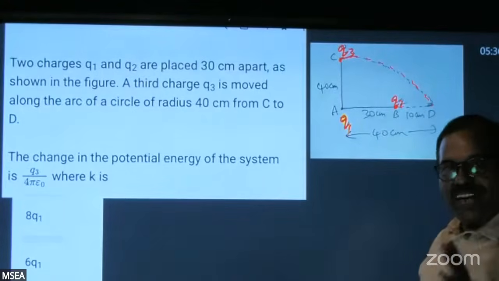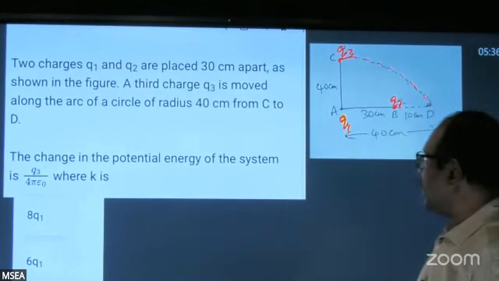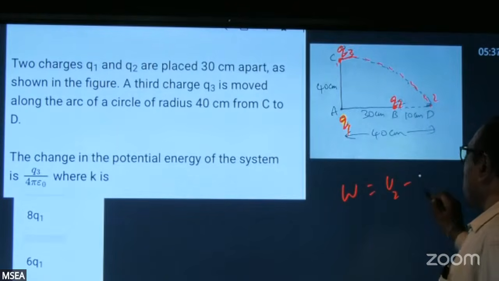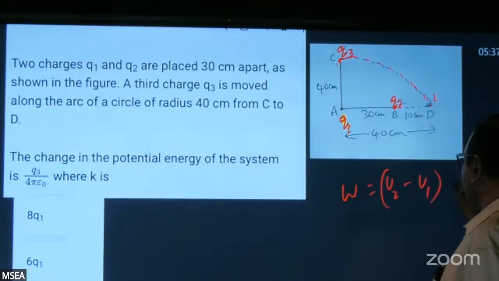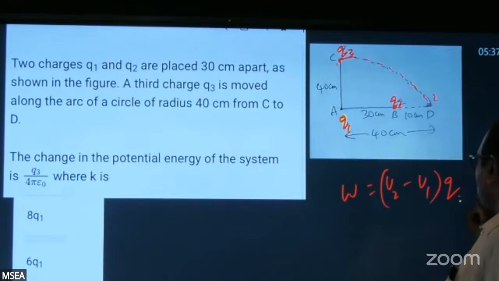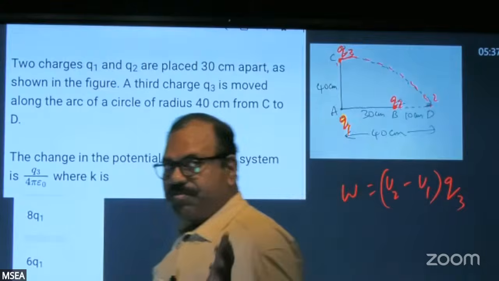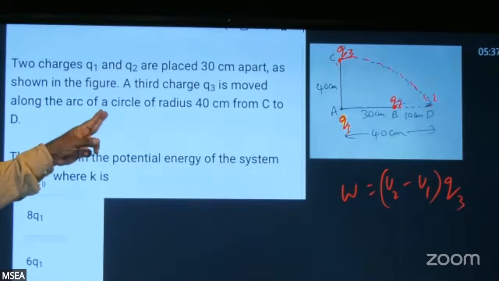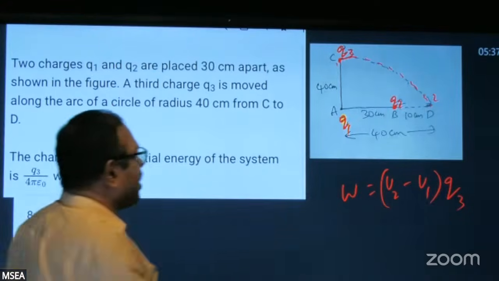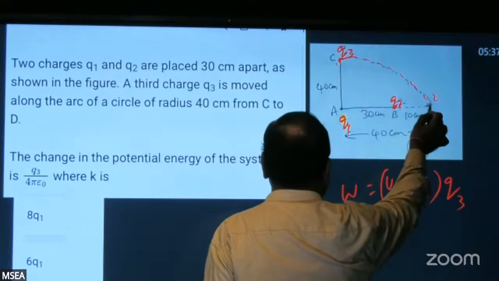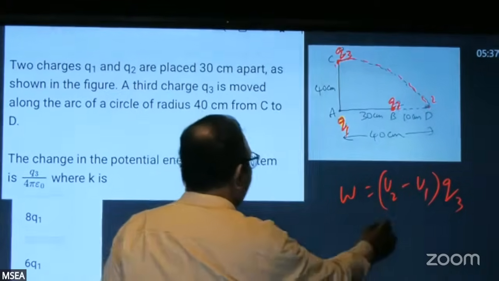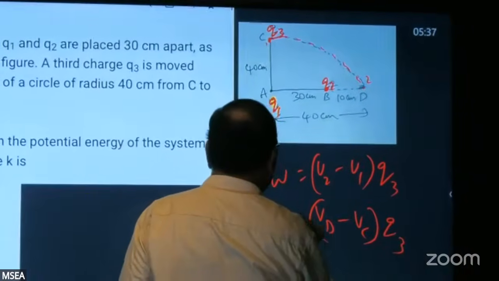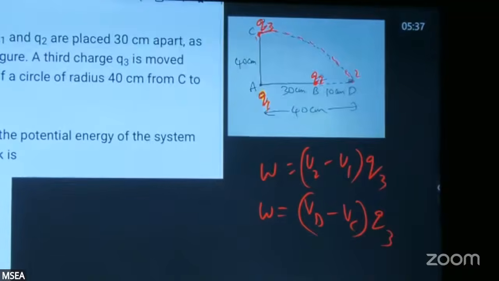Just now I said, whenever you calculate work done from where to where you are moving, work done is equal to the potentials of those two points into the charge that you are moving. What is the charge that you are moving from C to D? The charge that you are moving from C to D is Q3. Then we have to calculate the potential at C and also the potential at D, into the charge that is moved. That gives work done.